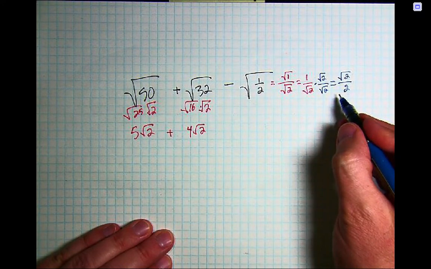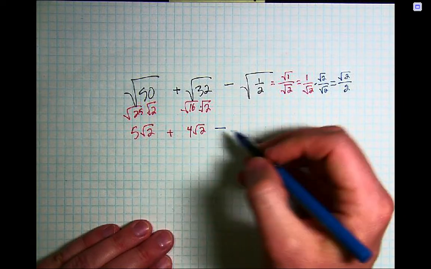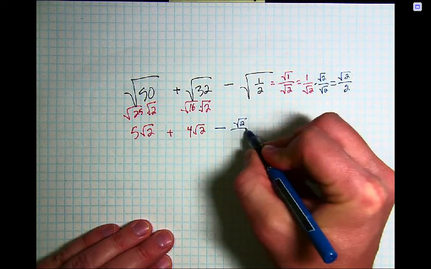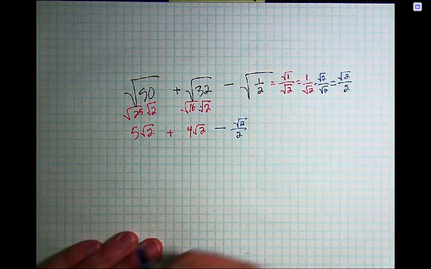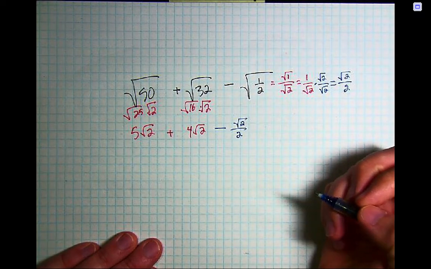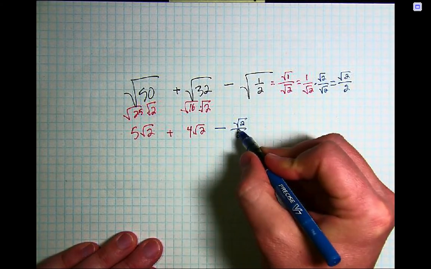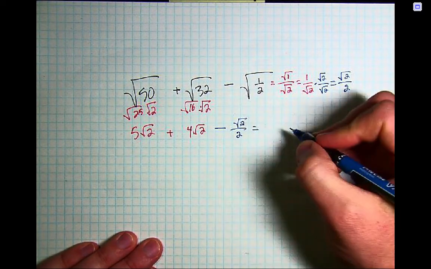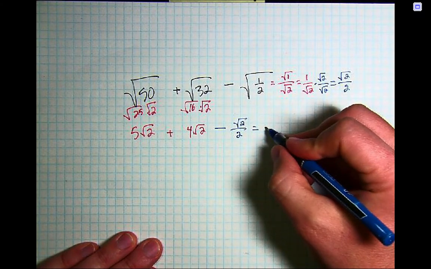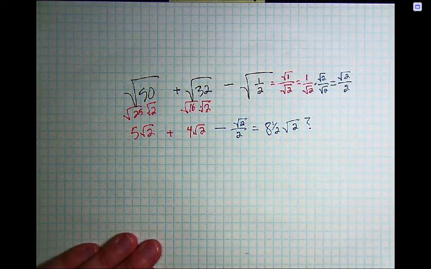So notice I now have 5 radical 2 plus 4 radical 2 minus radical 2 over 2, which isn't that kind of like a half of a radical 2? So if I have 9 radical 2's and I take away half of a radical 2, I guess I could say I have 8.5 radical 2? That's a weird way to write that, and I don't think I like that very good.